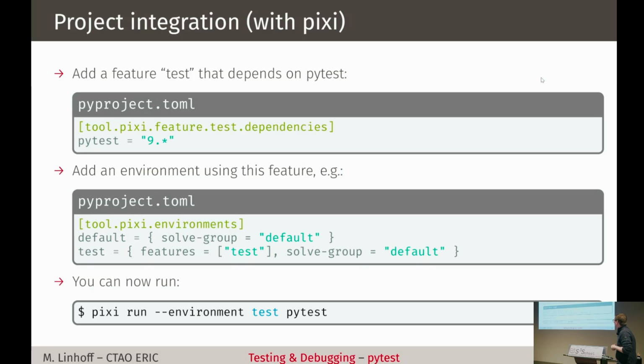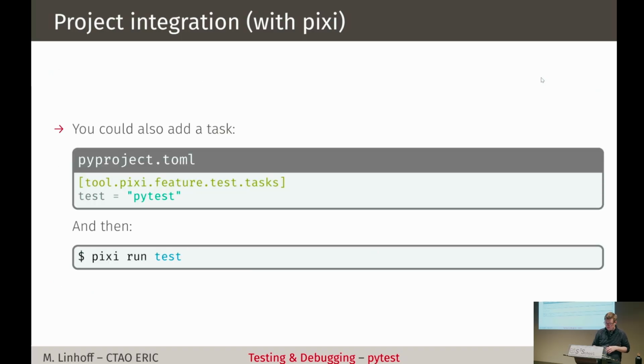For Pixi, we will do it in the example folder later, but you can add a feature called test, and you say that you depend on PyTest in the current version 9.0, and then we add an environment that relies on this test feature, and we can use it to run PyTest. And then Pixi also has this concept of tasks that was introduced by Vincent, and we have, for example, one task that relies on the feature test. It's pytest, and then we can just run pixi run test, and it should execute our tests.